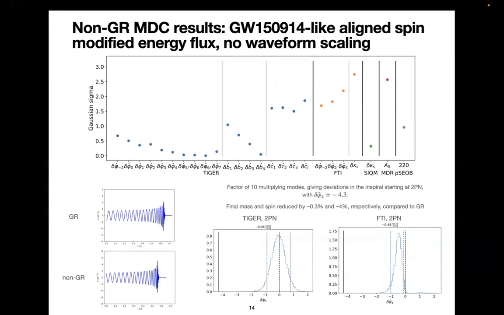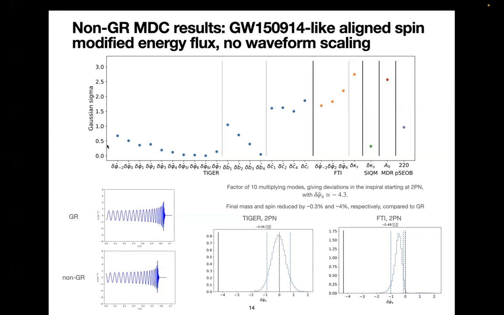Going on to the modified energy flux case, here the waveform ceiling. So we're seeing that we've had a fairly large deviation, a factor of 10 in multiple modes, and this looks pretty bizarre in non-GR if you actually multiply the higher mode by that factor. So we said, well, let's assume this is something that's not coupling to a geodetector, so we can actually get a large 2 PN deviation.